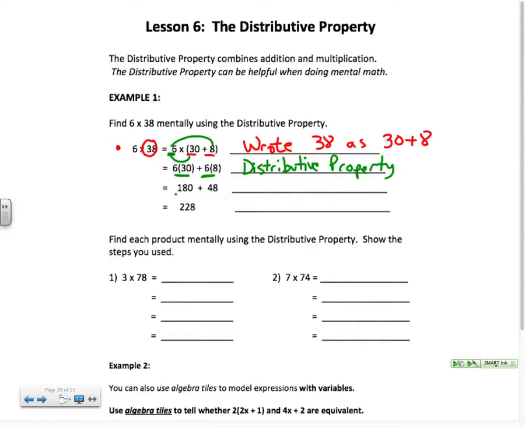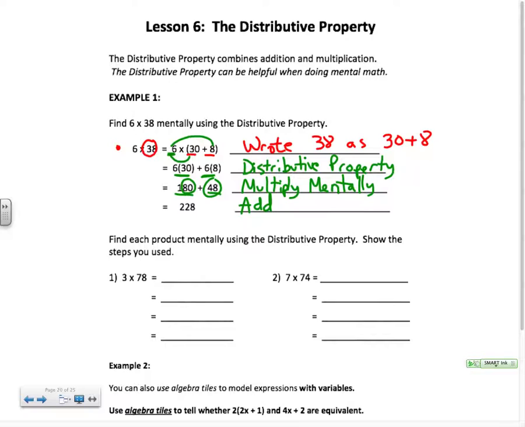6 times 30 is 180, and 6 times 8 is 48. So I should have been able to multiply 6 times 30 mentally. So what I did was I multiplied mentally in my head. And then the last thing I'm going to do is add those numbers together. Okay, so when I add 180 plus 48, I can do it in my head. I know these numbers aren't the easiest numbers to do, but 80 plus 48 I know is 128, and then I tack it onto the 100 and I get 228.